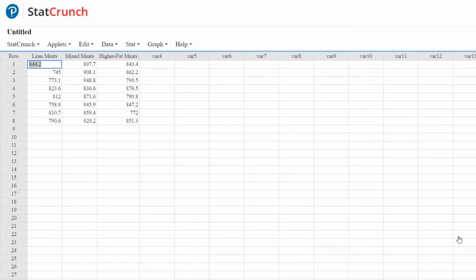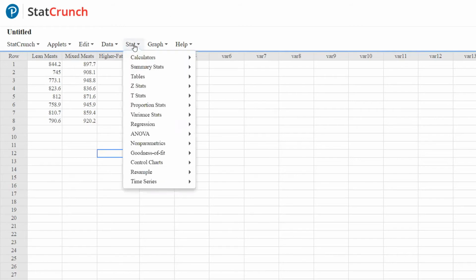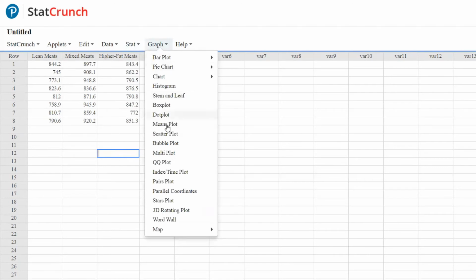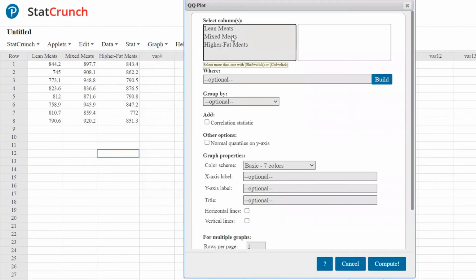Here you can see my StatCrunch screen. Prior to starting this video, I have entered the lean meats, the mixed meats, and the higher fat meats data into my StatCrunch spreadsheet. I'm going to create a QQ plot for each of these three groups to verify that we have normal distributions. So I'm going to go to Graph, and then QQ plot, and I'm going to select all three of the groups: lean meats, mixed meats, higher fat meats.